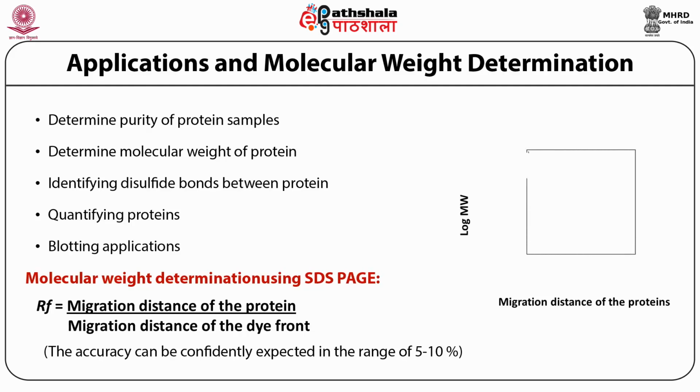After the standard plot is made, the molecular weight of the unknown protein or the test protein in the sample can be interpolated from the graph using their respective relative migration values. The accuracy in determining the molecular weight can be confidently expressed in the range of 5 to 10%.